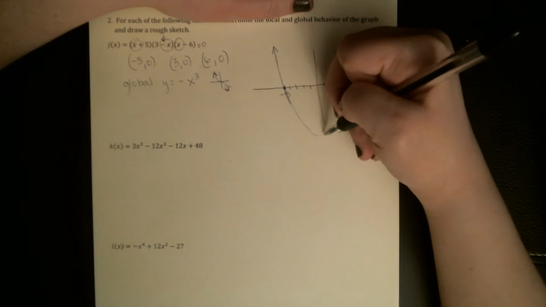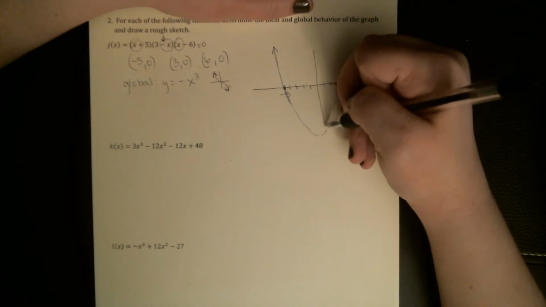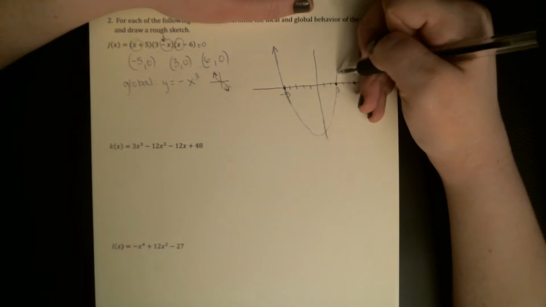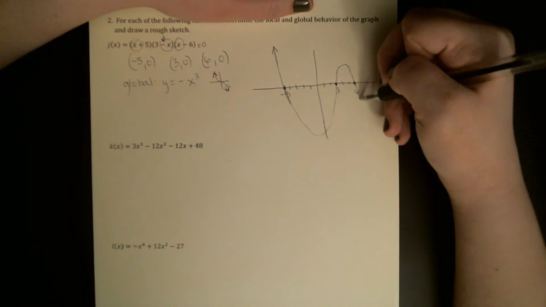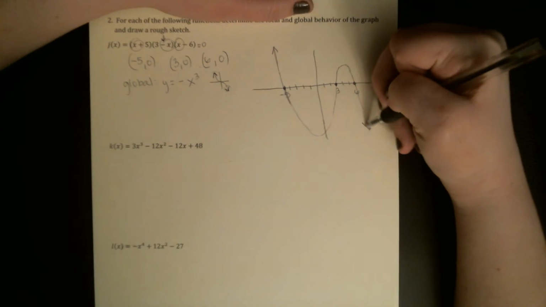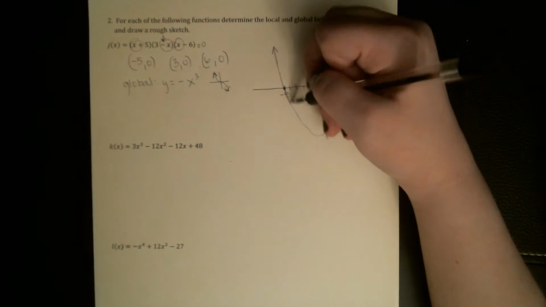So we'll head down for a little while, and then eventually we have to turn around and come back up and cross at 3. And then we'll head up for a little while and eventually turn around and cross at 6. And then our global behavior should take back over again. We've used up all of our local behavior, and we're going to head to negative infinity.